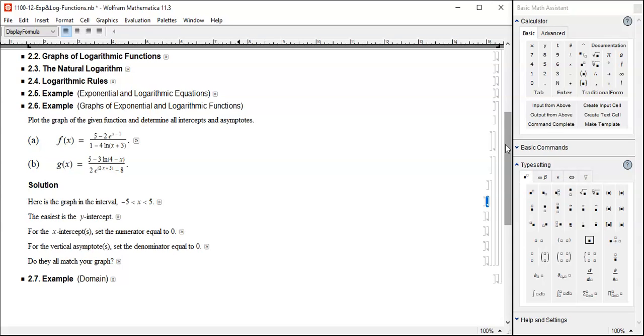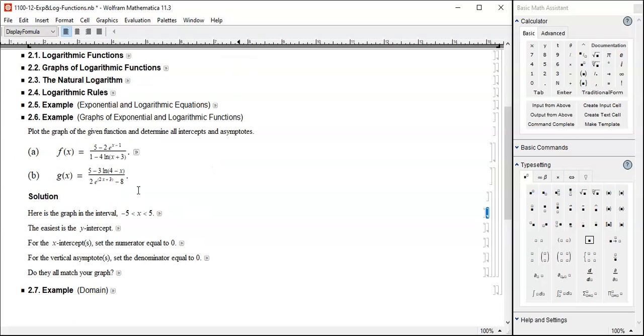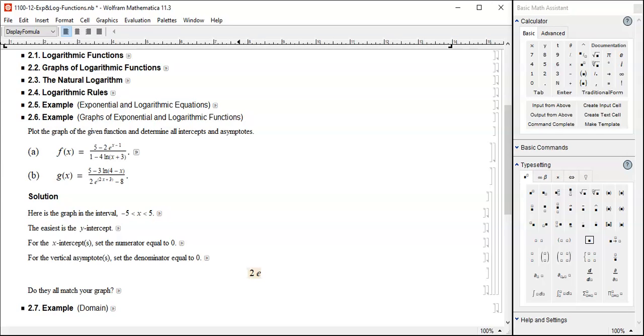Now the vertical asymptotes. This time we have the denominator equal to 0, alright? So we expect something over here. So this is going to be 2 exponential of 2x plus 3 minus 8 is equal to 0. So we have this exponential equation. Good luck. Well, did everybody get the answer or close to it? Well, here we go.